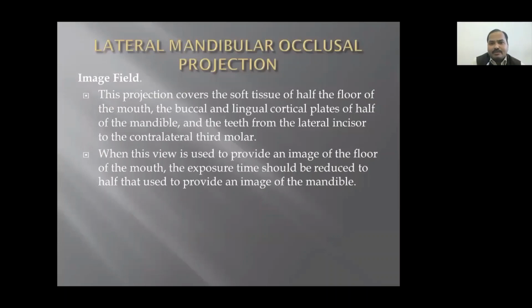Then the lateral mandibular occlusal projection. In this, the image field or whatever area is covered will be the soft tissue of half of the floor of the mouth, buccal and the lingual cortical plates of half of the mandible, and the teeth from lateral incisor to the contralateral third molar. When this view is used to provide an image of the floor of mouth, the exposure time should be reduced as we have seen in the other views also.